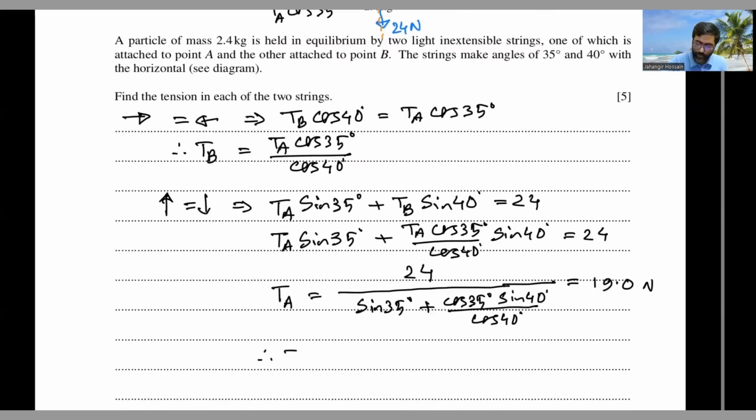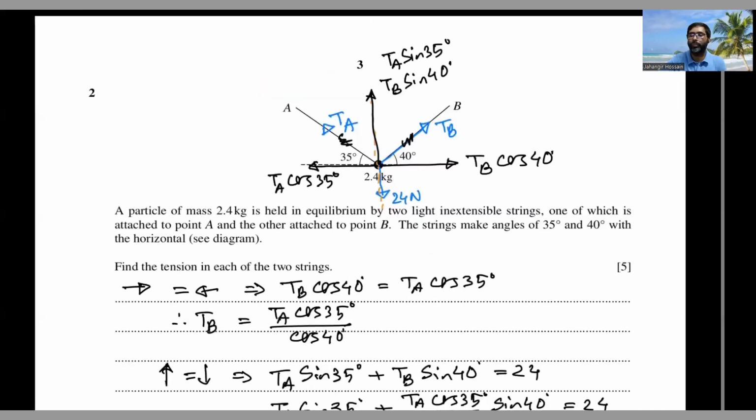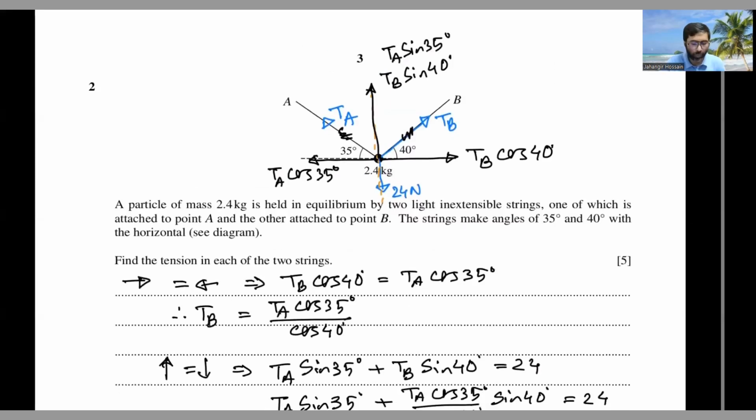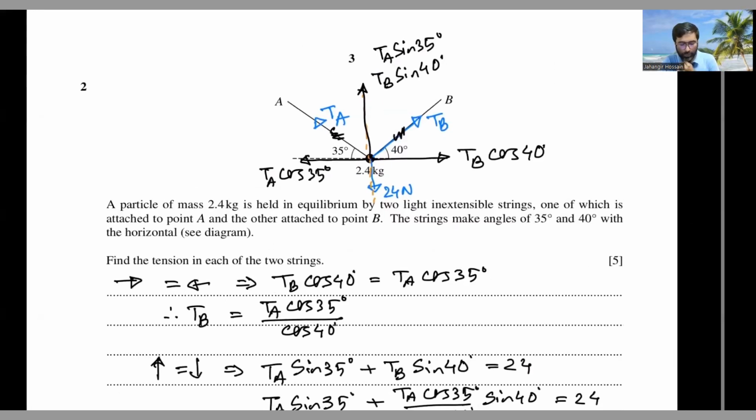Then dB will be TA, 19.0 cos 35 divided by cos 40, which is equal to 20.4. Both answers are correct to 3 significant figures. Okay, that's part 2, where we found the tension in each of the two strings.